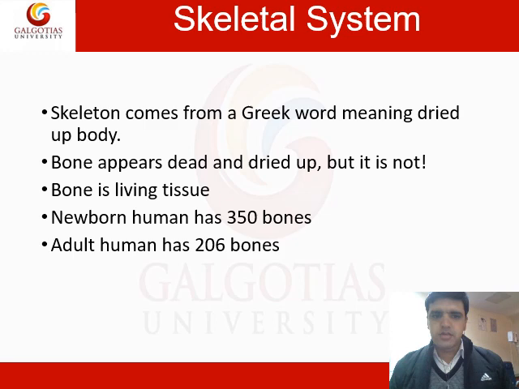What do we understand by skeletal system? Basically, the word skeleton comes from a Greek word meaning dried up body. The bone appears dead and dried up, but it is not actually dead. It is a living tissue. The number of bones in a newborn human is around 350, and the number of bones decreases with age, reaching 206 bones in a normal human adult.